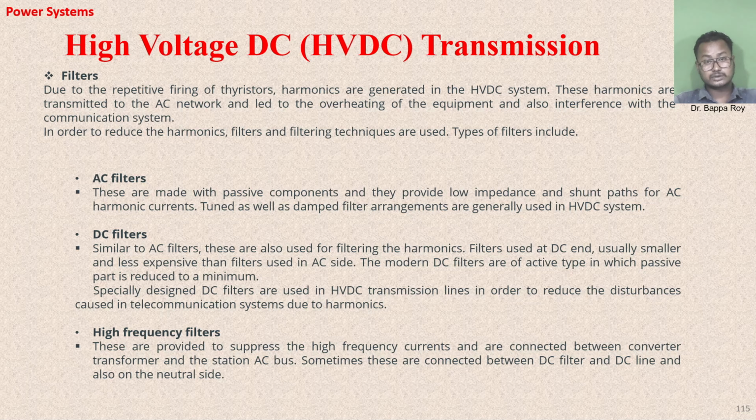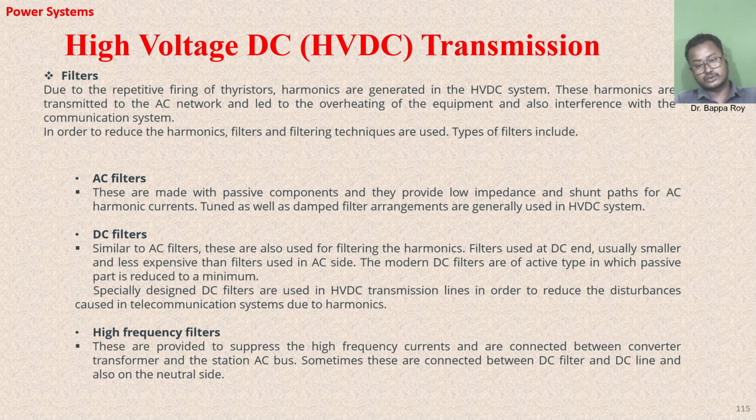We are only covering theoretical parts. There are DC filters also, similar to AC filters. These are also used for filtering the harmonics, and they are used at the DC end. First are the AC filters, and then the high frequency filters. These are provided to suppress the high frequency currents. When there are high frequency currents, they suppress those.